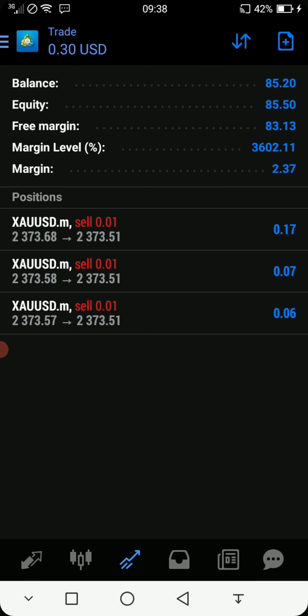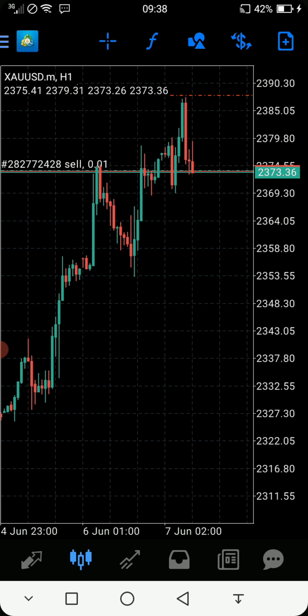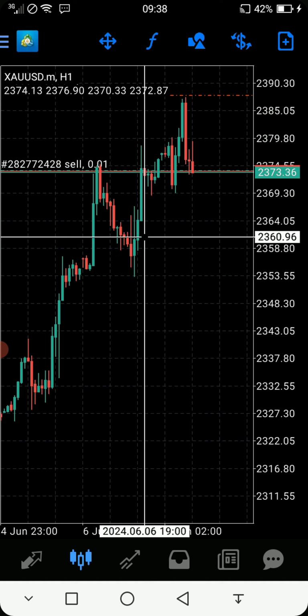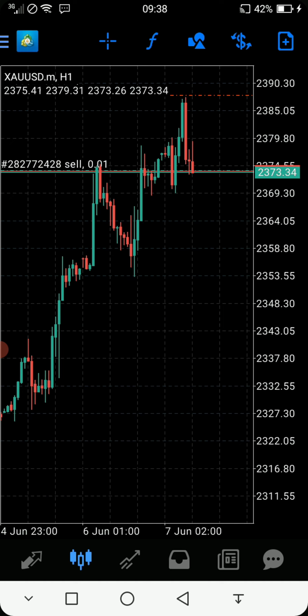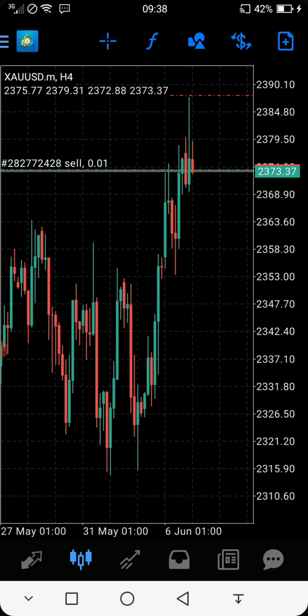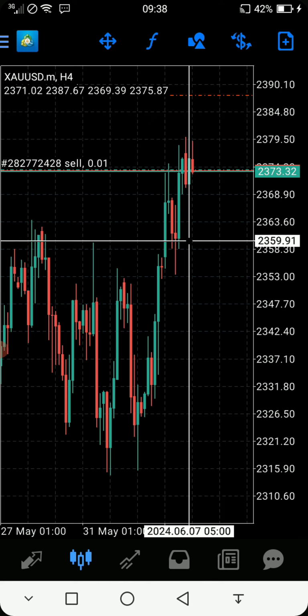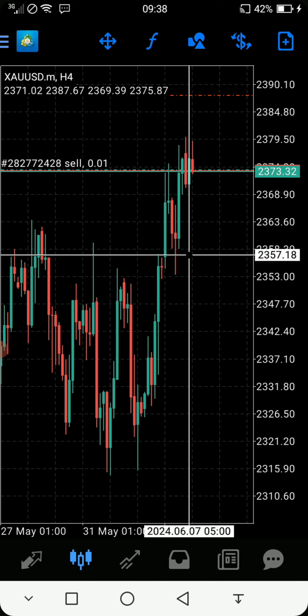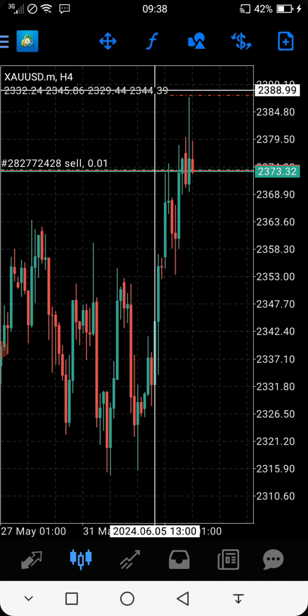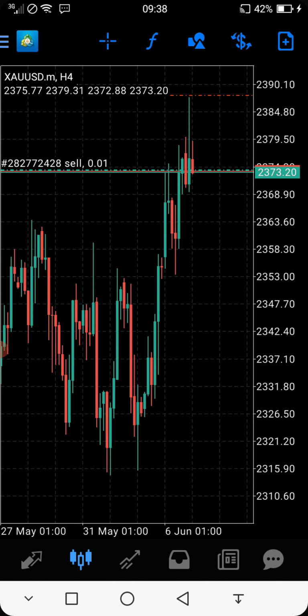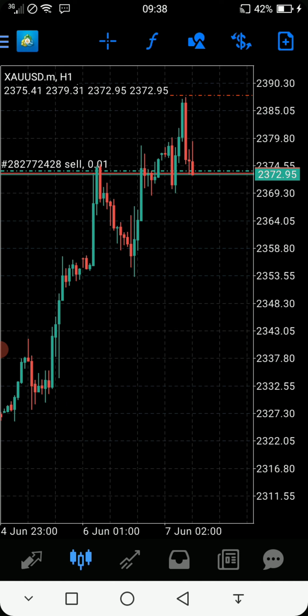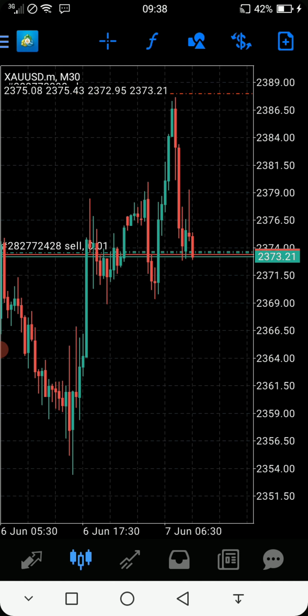Then our TP should be somewhere here. But for now, I won't put a TP there. I think our TP should be somewhere around 2359 or 2358, somewhere there. But I won't put it now. We already put our stop loss. So now what we do is just wait for the market to do its thing. Let's step away from the market and then come back later. I will give you an update.